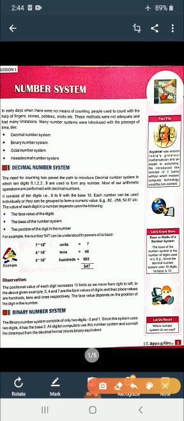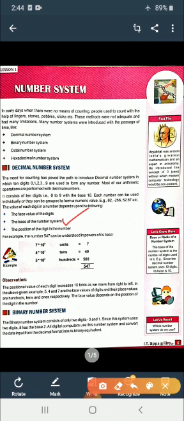The first one is the face value of the digit. If you take this example, 547, the face value will always be the number itself. That is, the face value of 5 is 5, the face value of 4 is 4, and the face value of 7 is 7. The next one is the base of the number system.